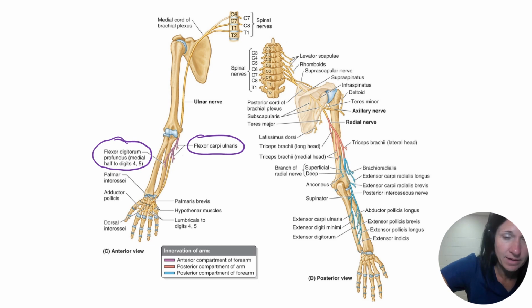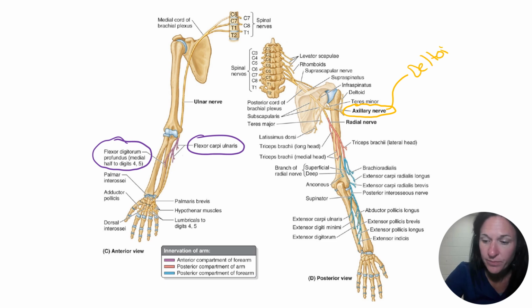So axillary, we can see right here, and axillary is coming out this space, right, our quadrangular space, and it's traveling through the quadrangular space with the posterior circumflex humeral artery. Okay, and axillary, again, does deltoid and teres minor.